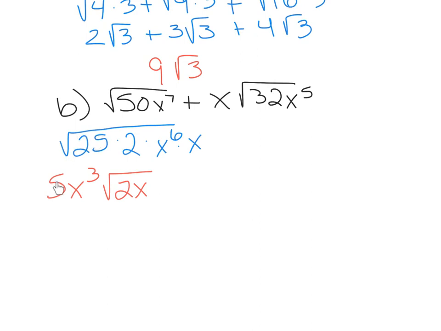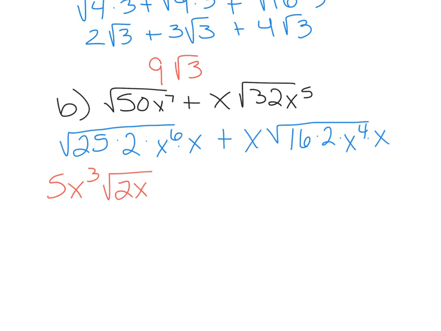So this comes to be the 5. When you square root an exponent, you half it, so this becomes x cubed. This 2 is left underneath, and this lonely x is left underneath. Over here in the second term, we have this x coming from here on the outside, and then we're going to break this 32 up to see what we've got on the inside. 32 is 16 times 2, and the x to the 5th is x to the 4th times x. This 16 becomes a 4 when we bring it out. Square root of 16 is 4, and this x to the 4th becomes an x squared.